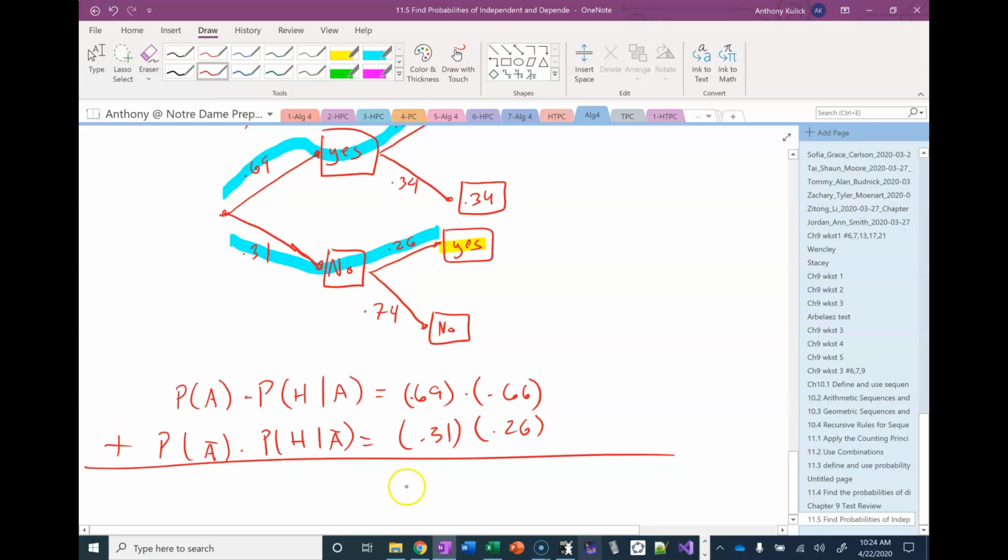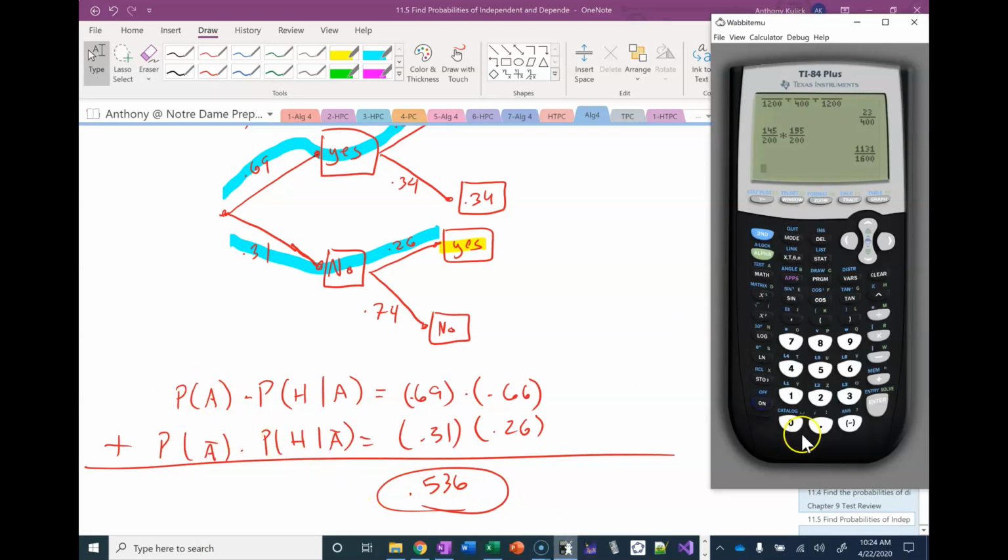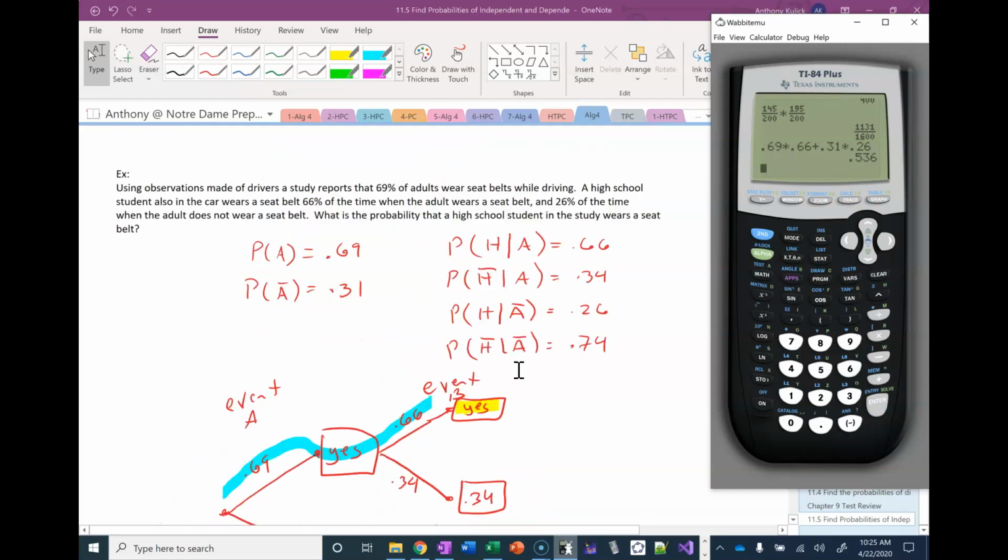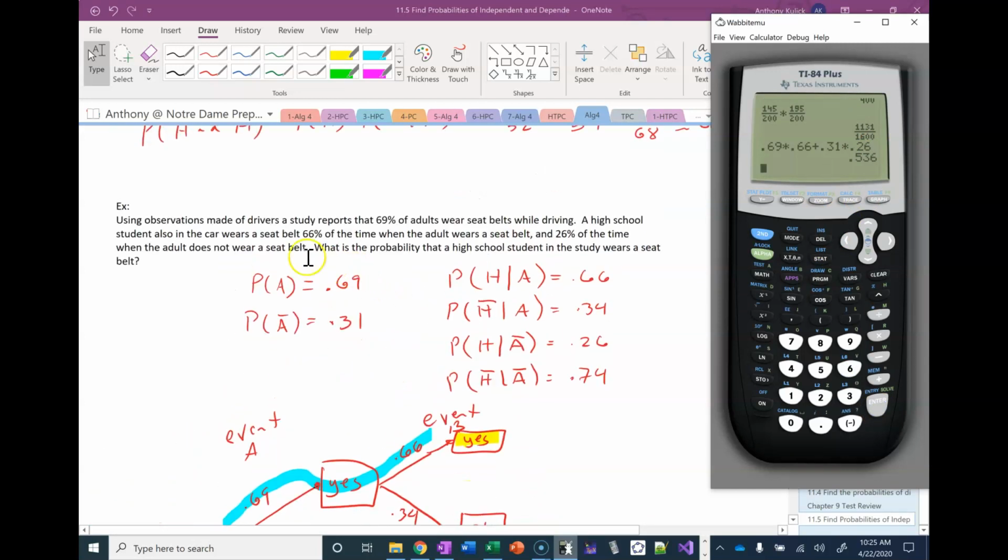So when I do that, I get 0.536. And that's the percent of time, or the probability, that the student wears their seatbelt. So again, what I did here was 0.69 times 0.66 plus 0.31 times 0.26. And there's my 0.536.